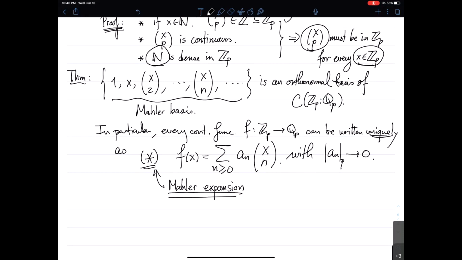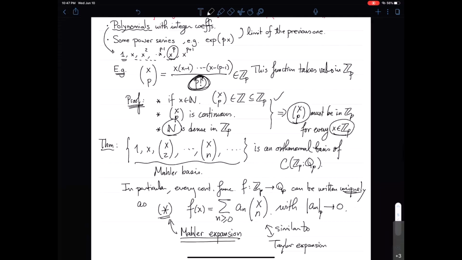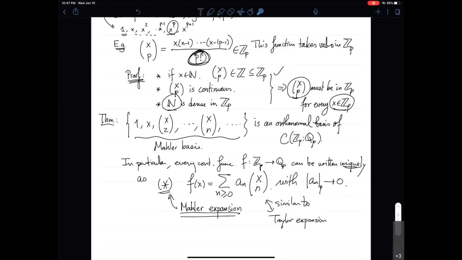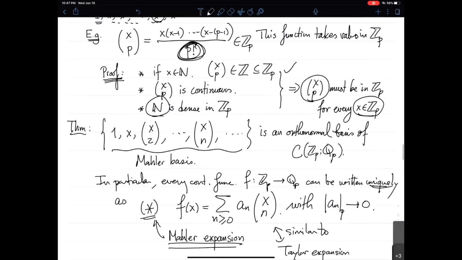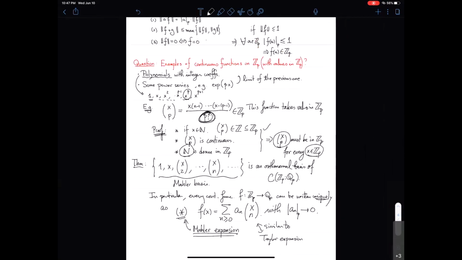And maybe I should say that this is very similar to a Taylor expansion, a little bit. Except that in the real world, we're so used to talking about polynomials and power series. But if you want to talk about genuine p-adic continuous functions on Z_p, these monomials are not quite the correct thing. It turns out these binomial coefficients are the correct thing to work with. It's kind of interesting, I think. Maybe I'll stop here and see if there are any questions about what we talked about so far. And after that, I'll give the proof of this.